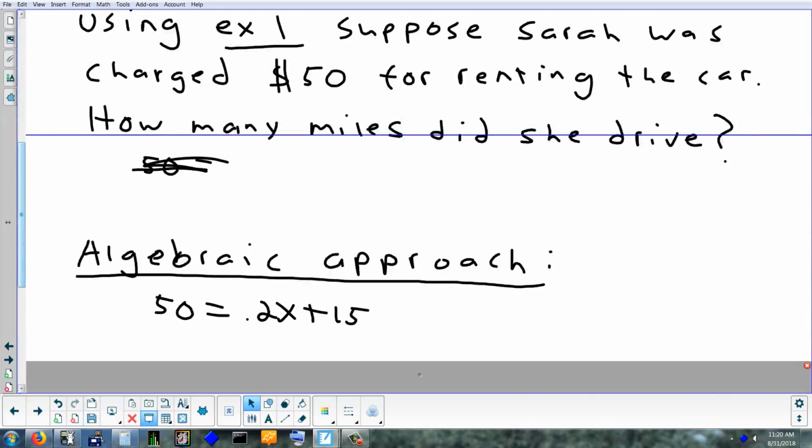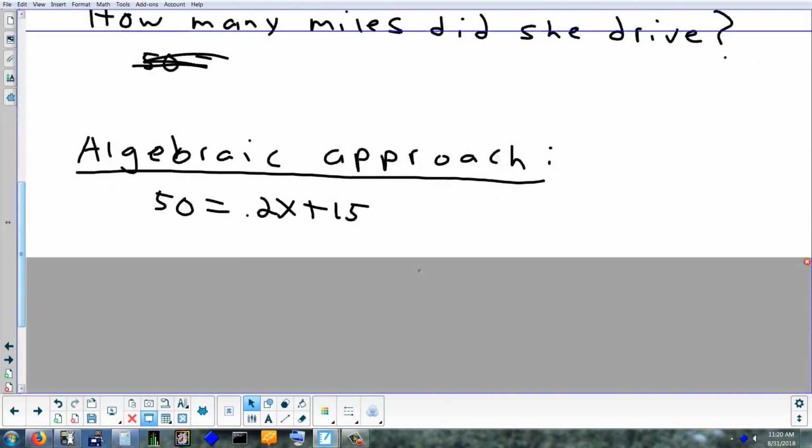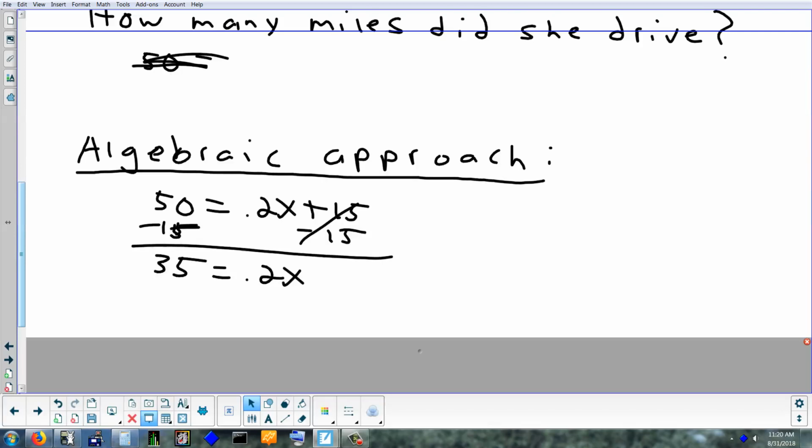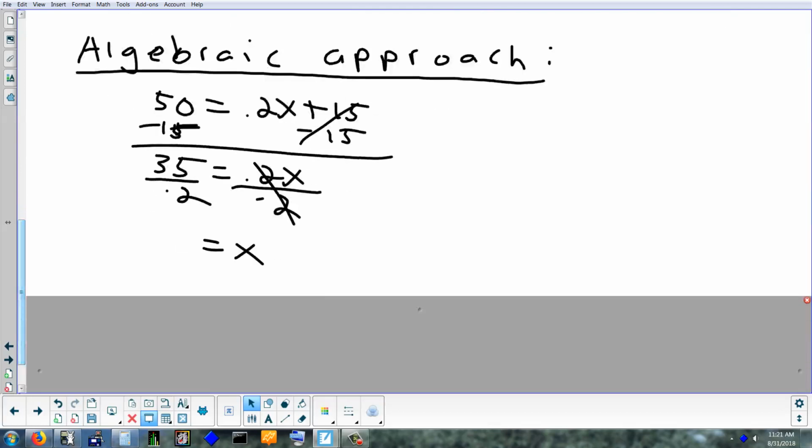Okay, so to solve that, Gabe, can you tell me my first step? Subtract 15. Yep. So 50 minus 15 gives me 35. And Gabe K, what do we do for my last step? Divide by 0.2 on both sides. Okay, so dividing by 0.2.